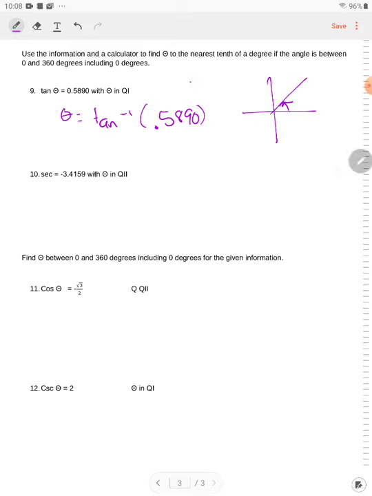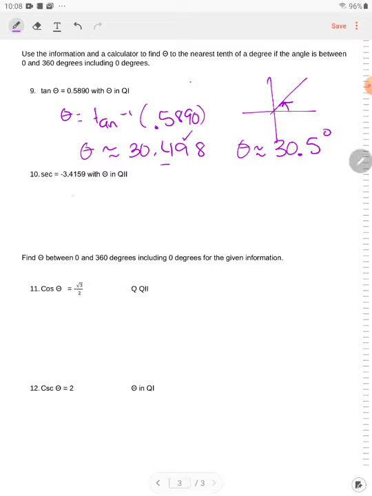And I get 30.49, and again, rounding it to 1 decimal place. So we're going to say theta is approximately 30.5 degrees. So if I check that tangent of 30.5, I get 0.5890. And we get the same answer.